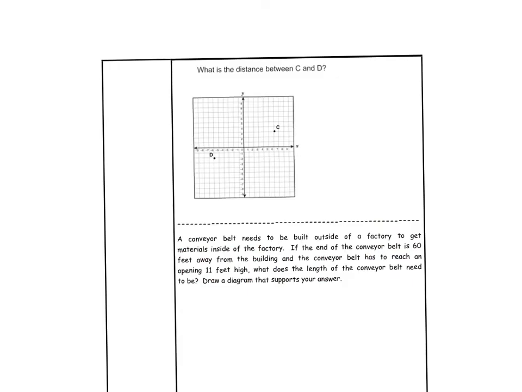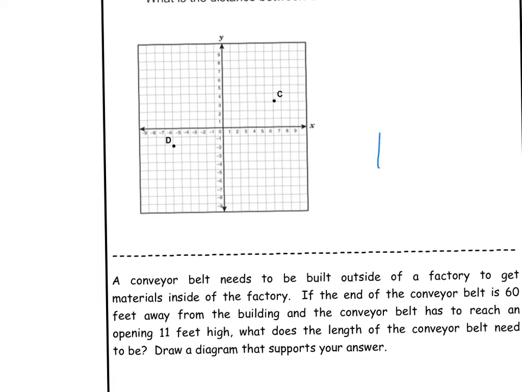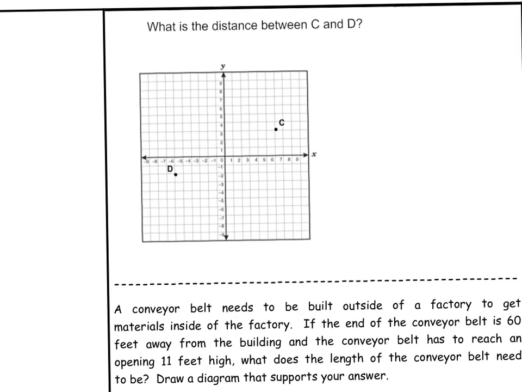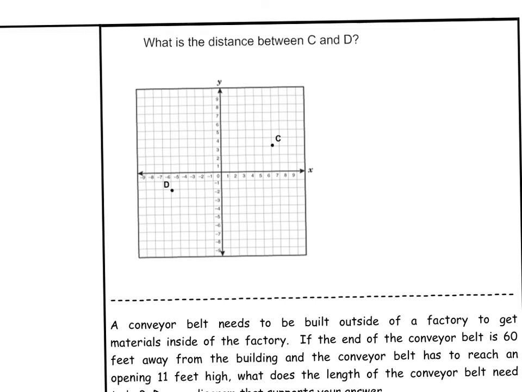Now moving to our back side, what is the distance between C and D, it's asking us. So the distance between C and D, I'm going to first connect my 2 points, just like that. Then I want to draw my legs so that I form a right triangle. My next step was to count the legs.